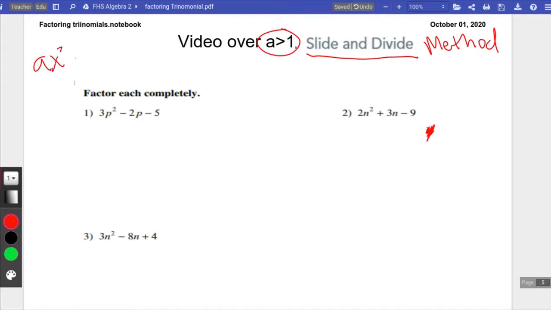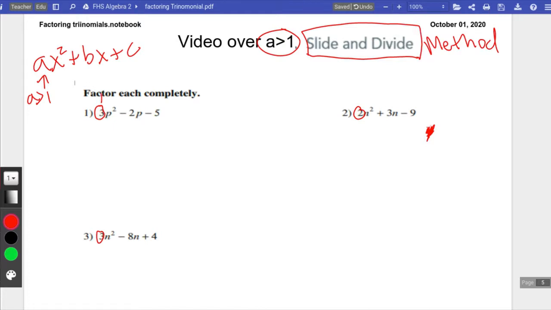So remember, it's supposed to be ax squared plus bx plus c. Now we're dealing with when this a is greater than 1. As you can see, as opposed to being 1 it is 3, as opposed to being 1 it is 2, as opposed to being 1 it is 3. So we're dealing with a when it's greater than 1. How do you solve it? Well, the first method we're going to look into is called slide and divide.